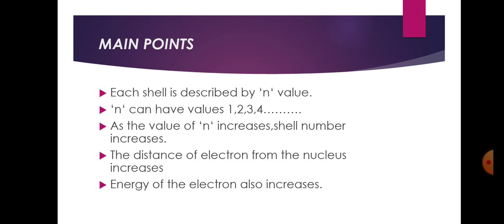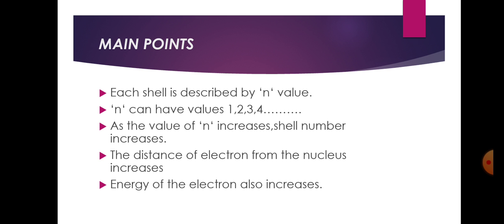Each shell is described by the n value. The n value shows the number of shells. N can have the values 1, 2, 3, 4, and so on. As the value of n increases, the shell number also increases. If n increases, like n is equal to 1, 2, 3, the number of shells increases, and the distance of the electron from the nucleus increases.